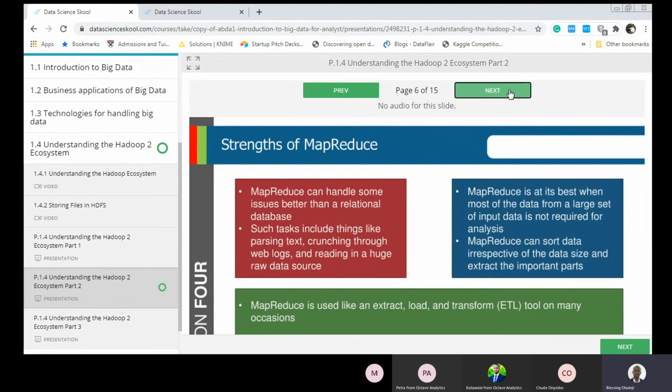So the strength of MapReduce is that it can handle unstructured data better than a relational database. Almost everybody here has interacted with a relational database. But MapReduce can handle some issues a lot better than a relational database. I'll give you an example, especially when it comes to mining text, unstructured kinds of data, web logs, server logs, data that is scraped from the internet. MapReduce does it a lot better.